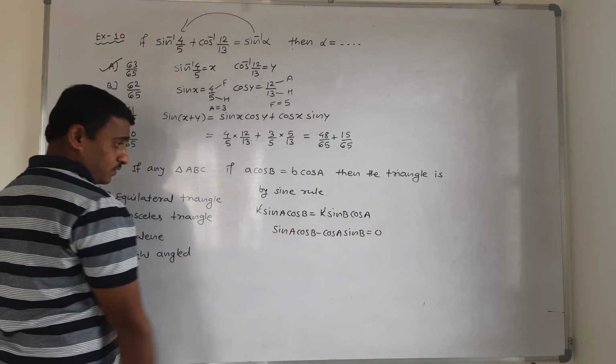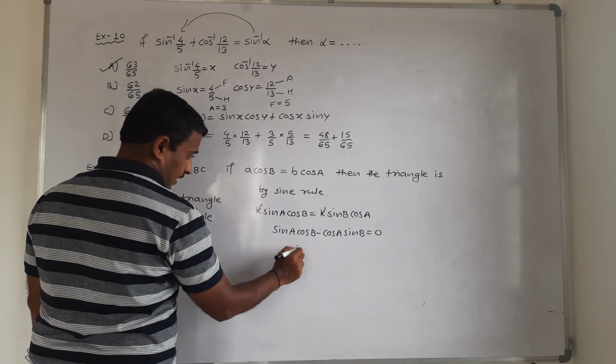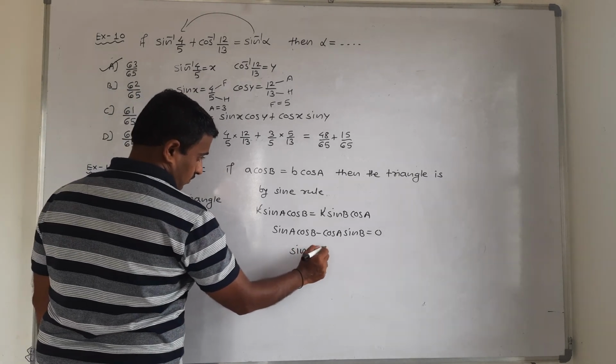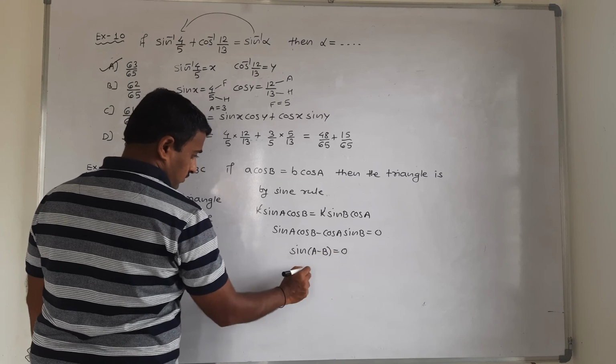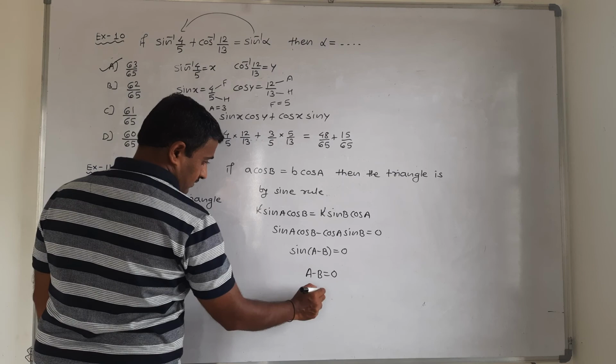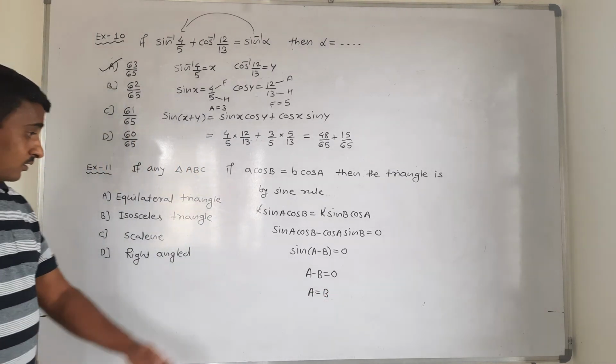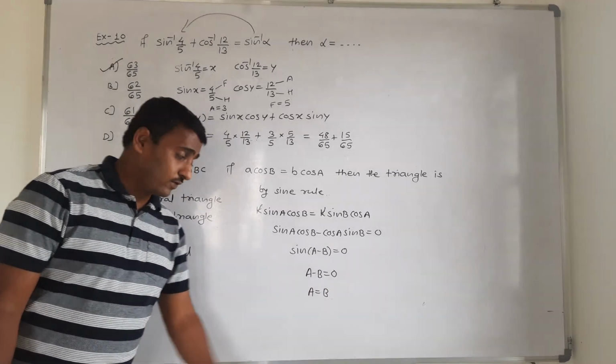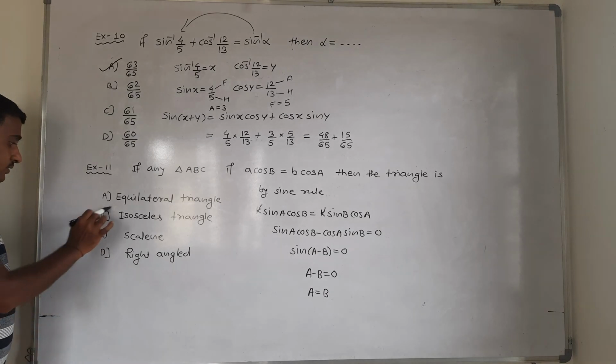K cancels, and transferring, sin A cos B minus cos A sin B is equal to 0. Therefore sin A cos B minus cos A sin B is sin of A minus B. Sin of A minus B is equal to 0, therefore the angle is 0. A minus B is equal to 0, therefore A is equal to B. Two angles of the triangle are the same, therefore it is isosceles. B option.